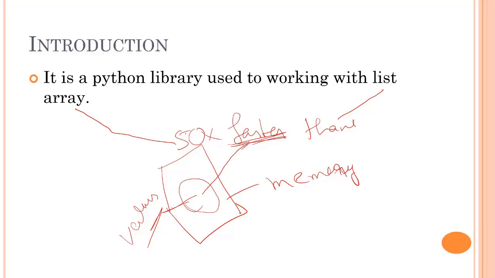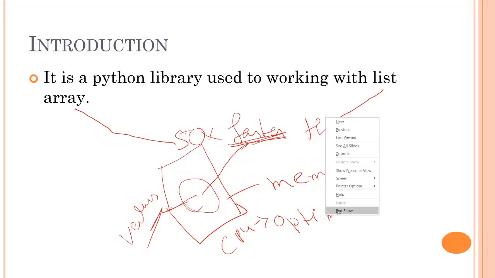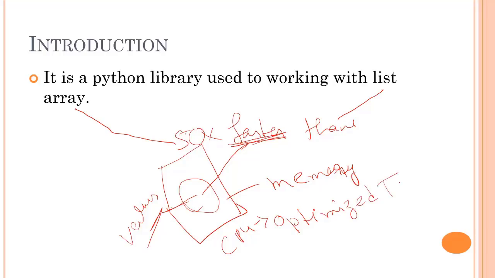And in a CPU architecture, suppose this is your CPU memory, the optimized time will be less, because every CPU works with optimized times, right? So the optimized time will be less. That's the reason most of the time we use NumPy instead of the other things in Python.